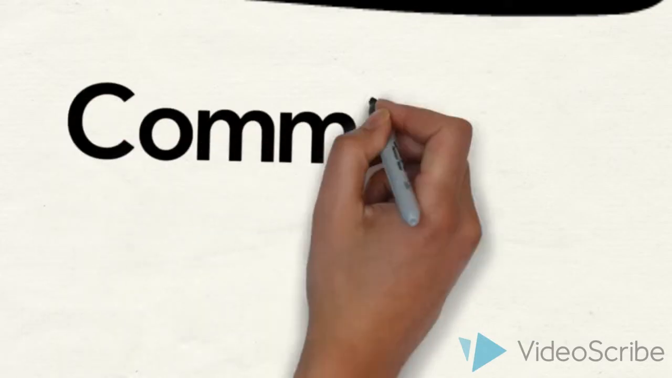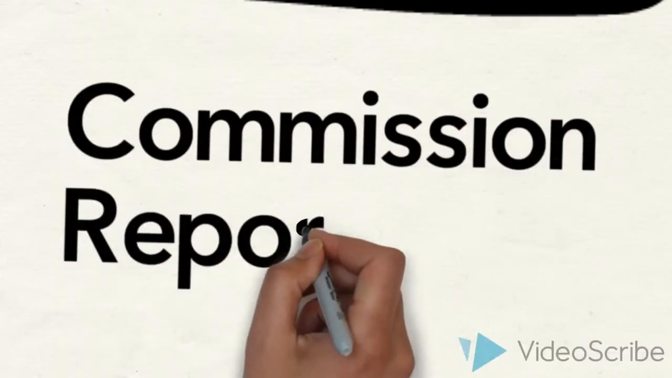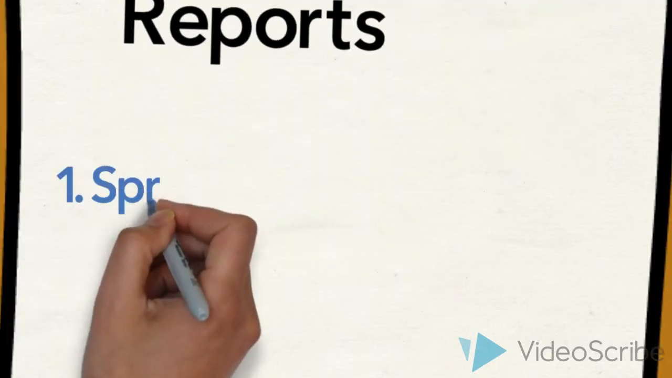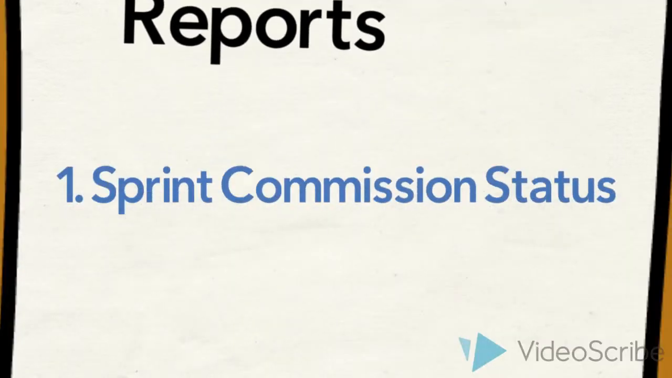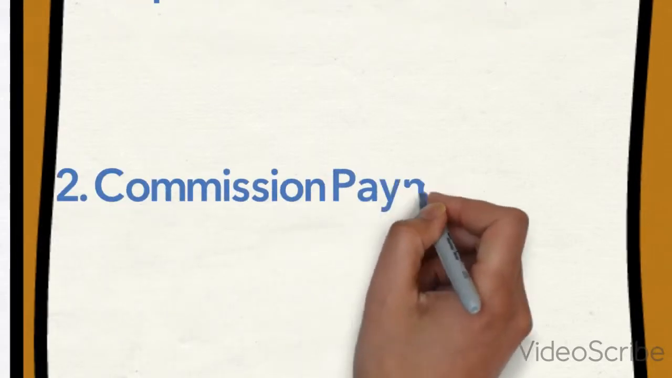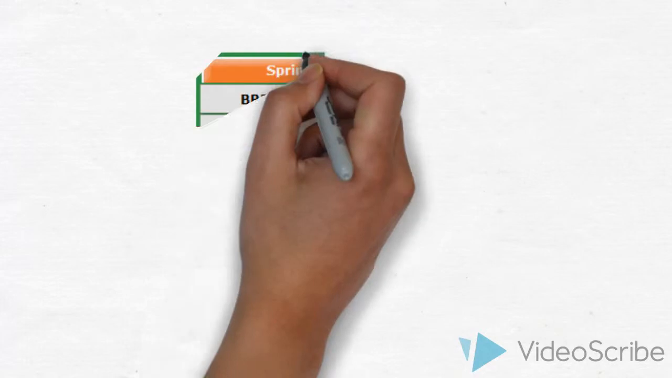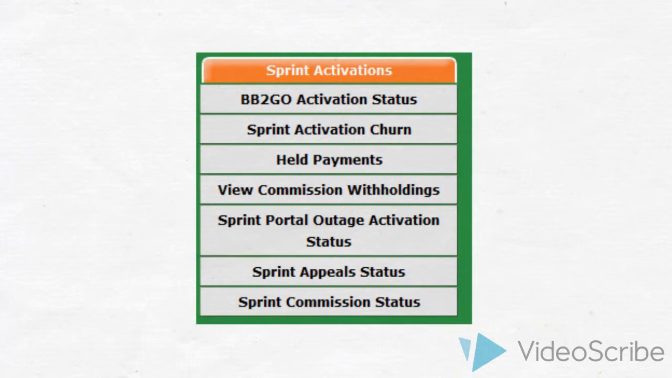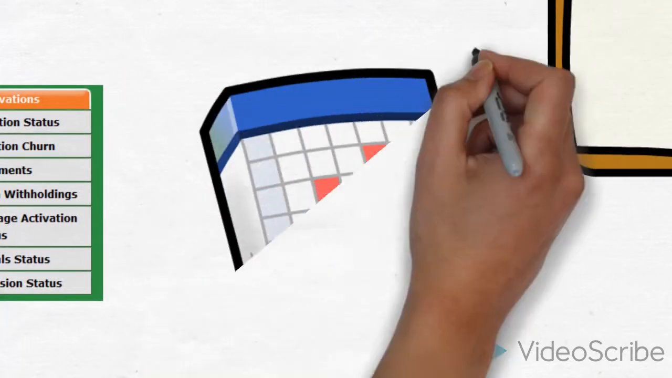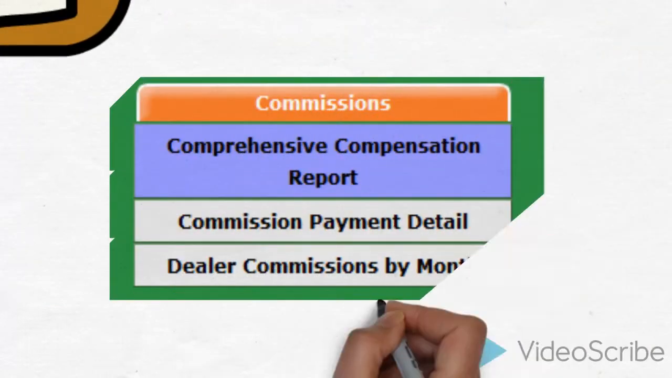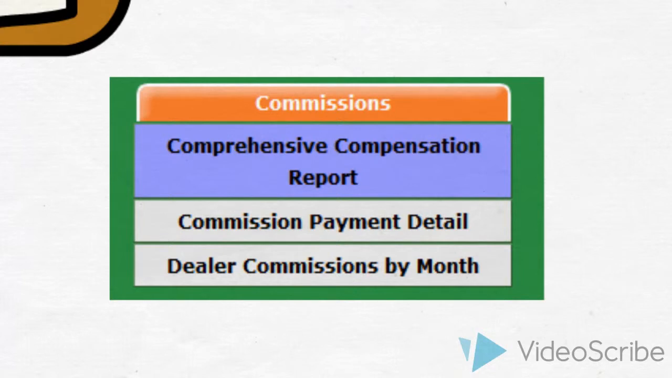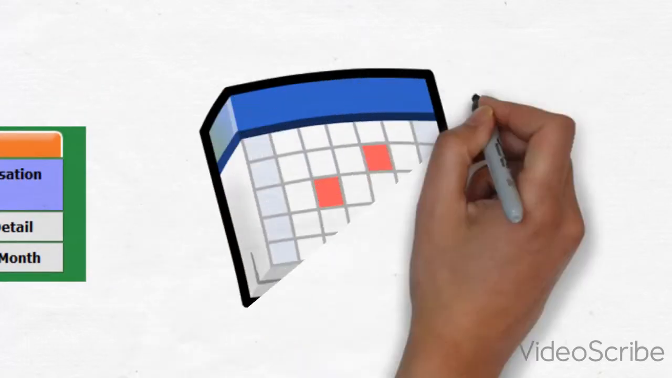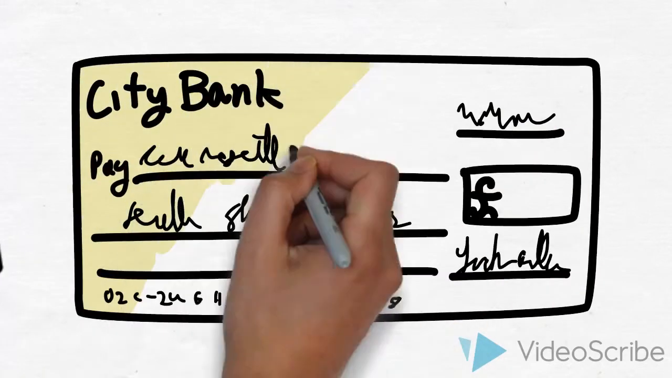One of those reports is the Sprint commission status. And the second report that we're going to be going over is the commission payment detail report. So the Sprint commission status report provides the date of activation and the payment cycle that particular ESN is in. As for the commission payment detail report, this report provides the dealer with the date the commission was paid out. So it tells the dealer, hey, on this particular day you receive a commission for this particular ESN, which is very useful.